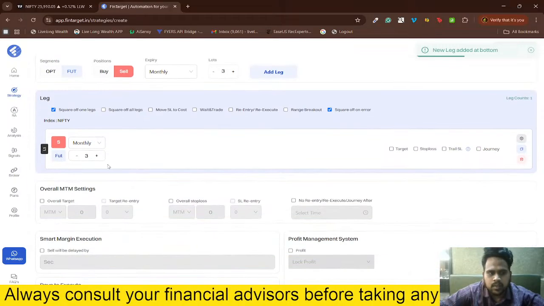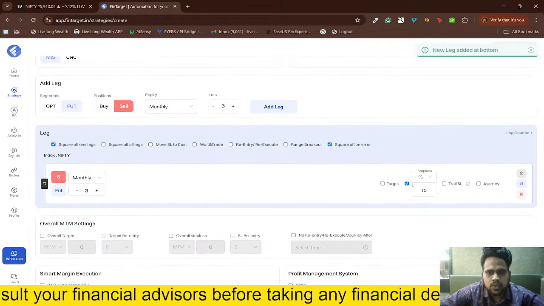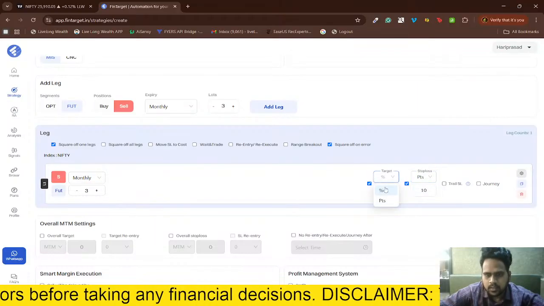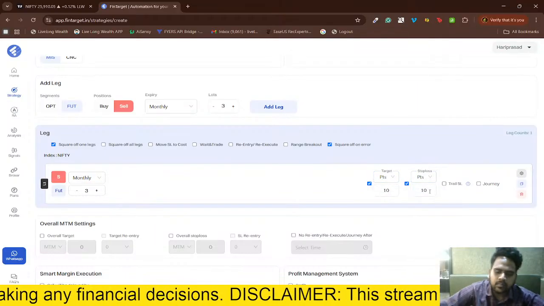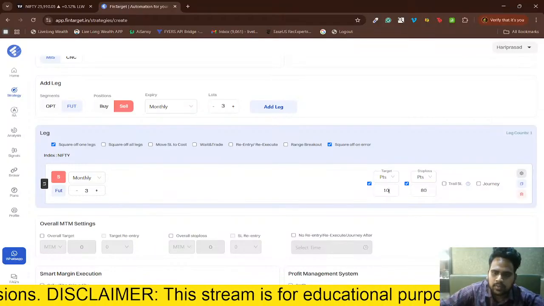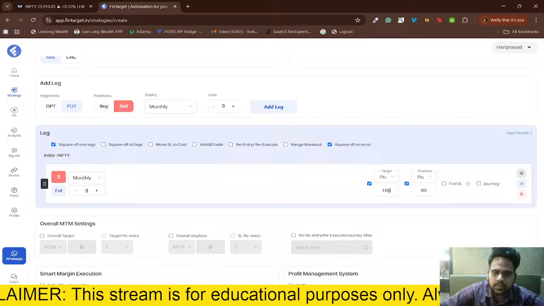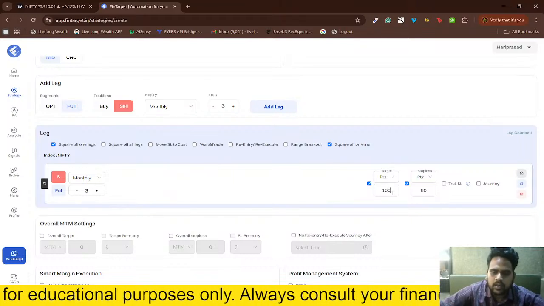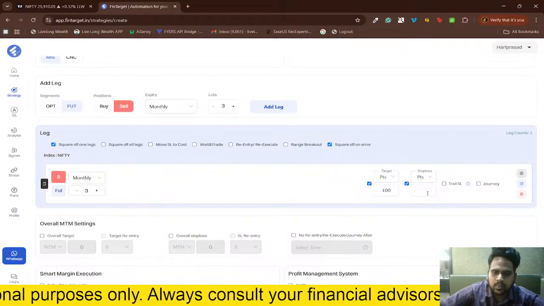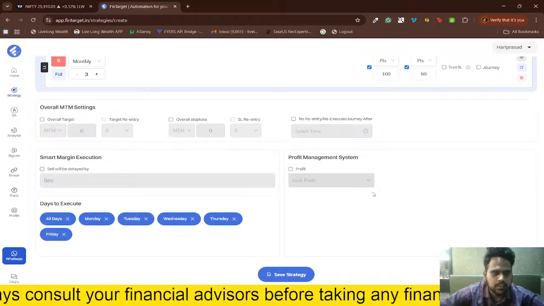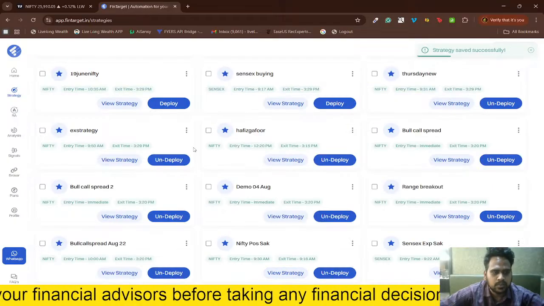Add a leg. Now if you want, keep the stop loss and the target in points. I'm keeping a stop loss of 80 points and targeting 160 points. Otherwise I'll plan for a target of 100 with a stop loss of 50 points. Simple and clean, everything is set, and save the strategy.